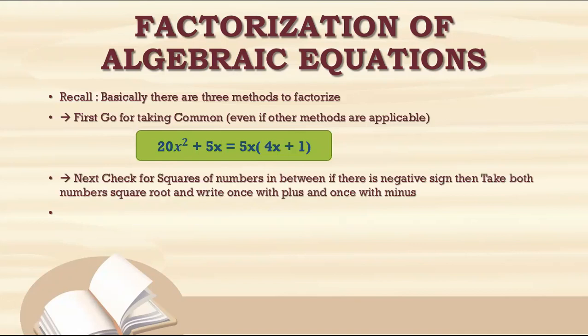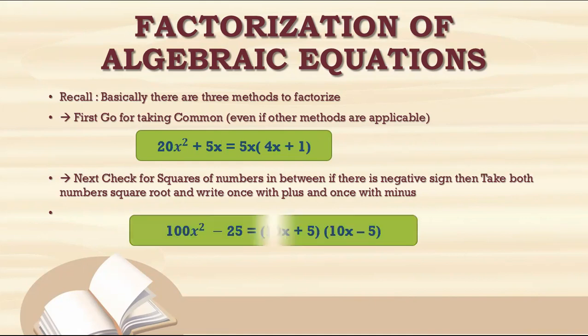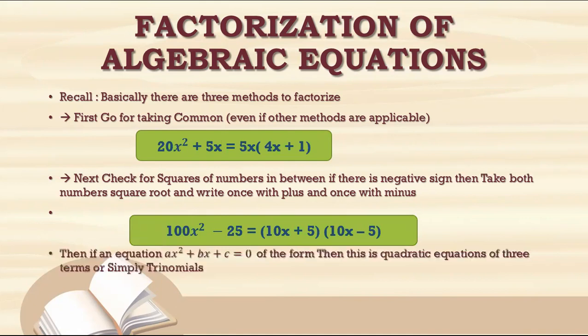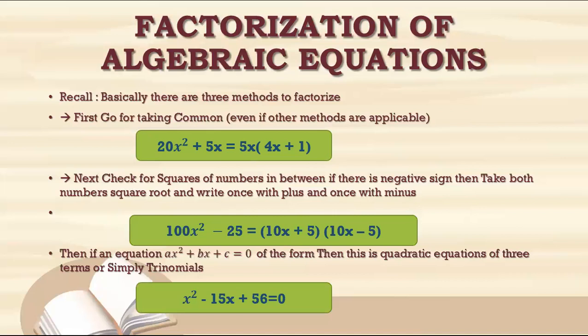Then we have to check for squares of numbers with a negative sign in between. If two numbers are squares and there is a negative sign in between, we must take the square root and write one with plus and one with minus. For example, if we have 100x squared minus 25, the solution is 10x plus 5 and 10x minus 5. Then if we have an equation ax squared plus bx plus c, this is the quadratic equation of three terms, or simply a trinomial. We are going to discuss this type in detail.